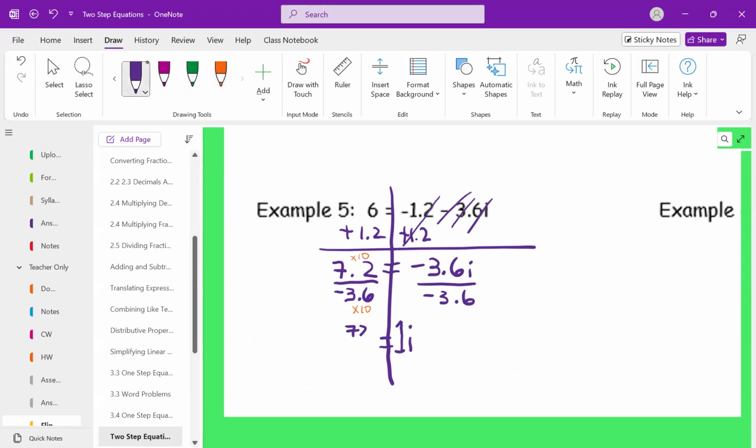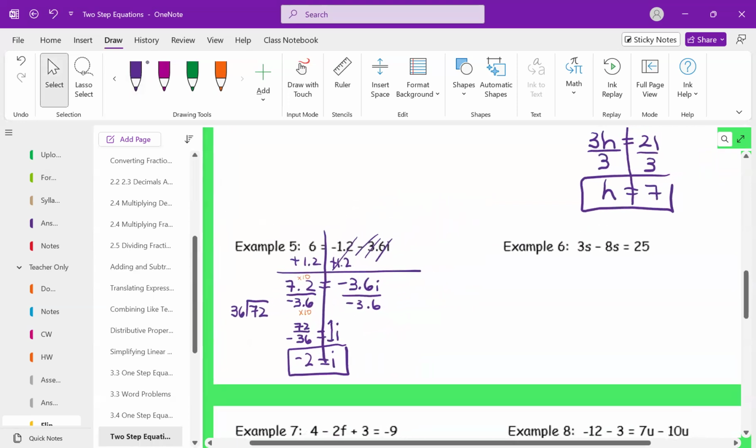So we multiply the dividend and the divisor by 10. And we get an answer of negative 2 equals I. Good job. Right? If you don't remember, we would have the divisor and the dividend.